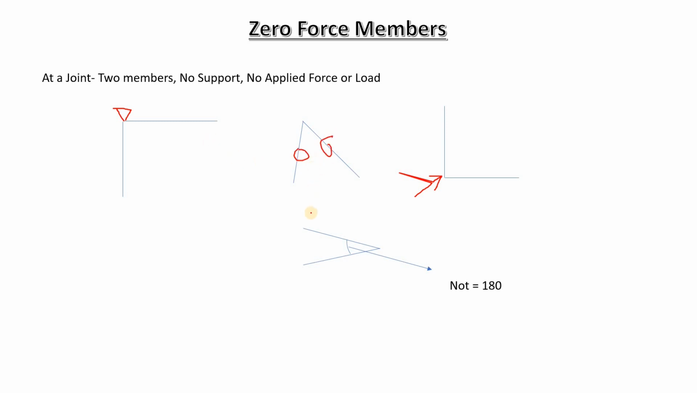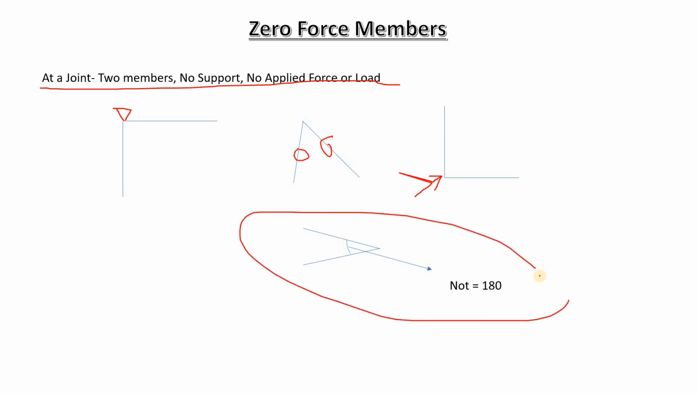Another thing to notice is that for this rule, if the angle between the two members is equal to 180 degrees, then this rule shall not apply. It must not be equal to 180 degrees. This is what's been written here. Okay, all right, so let me just erase all that and then we move on.